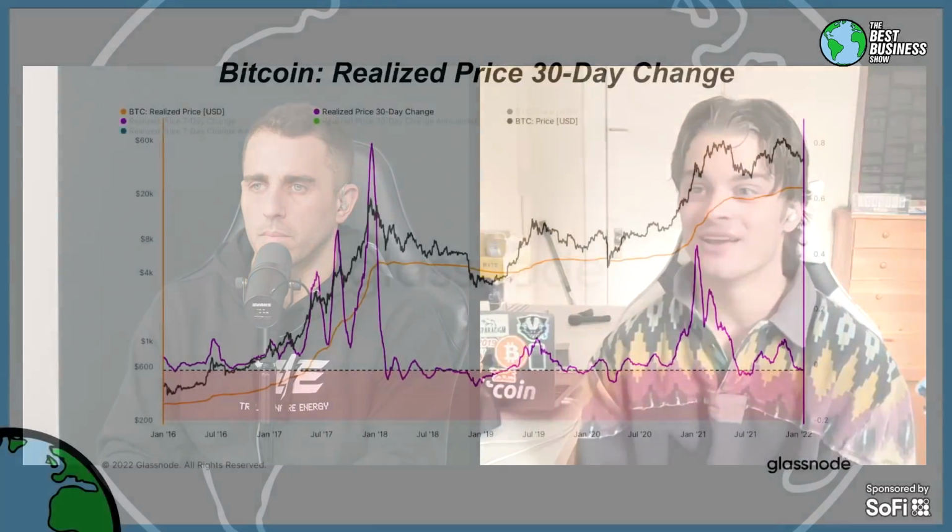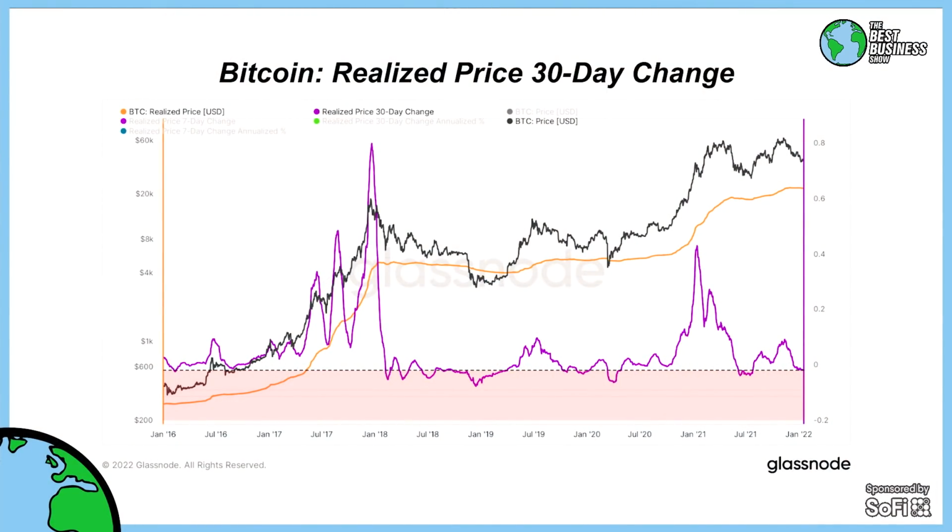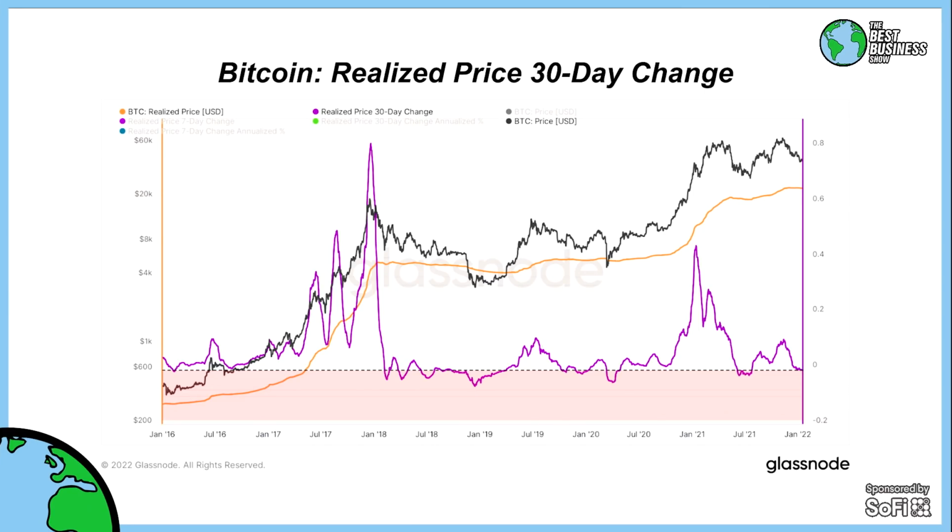Got it. Now we've got the realized price 30-day change, which is basically taking the 30-day rolling average and looking at how that's changed over time? Yeah, so this is just a rate of change, almost a derivative, not to be confused with derivative financial markets, but for any calculus nerds out there, this is a derivative as a rate of change of this realized price metric. And so you can see, since say August, we've had around 90 billion of capital inflows.